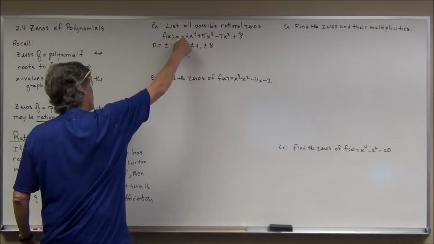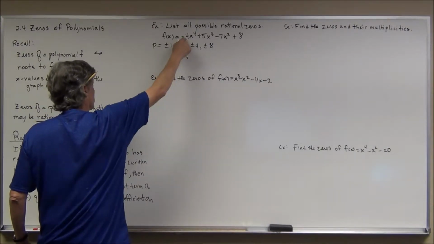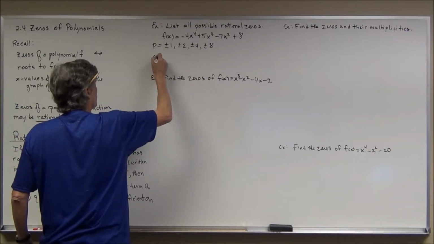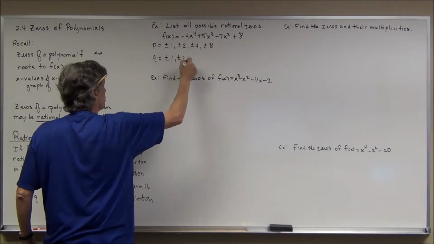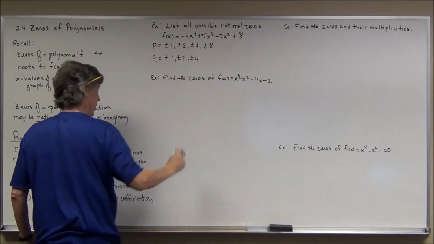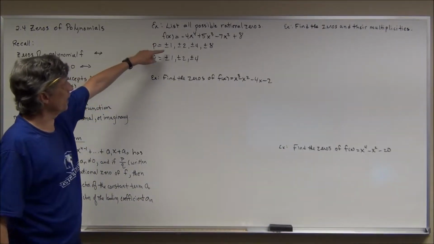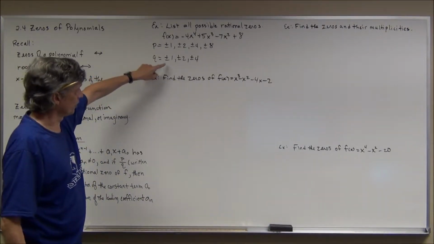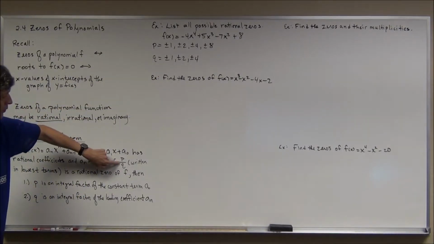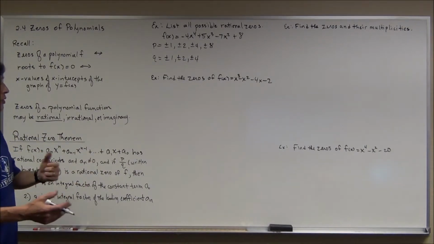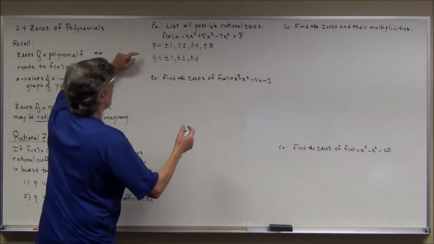Q is an integral factor of the lead coefficient, so Q could be plus or minus 1, plus or minus 2, or plus or minus 4. So there are 8 possibilities for P and 6 possibilities for Q. We have to consider all the combinations of P over Q. So you have to be systematic, or you could lose something here, or maybe even double up.